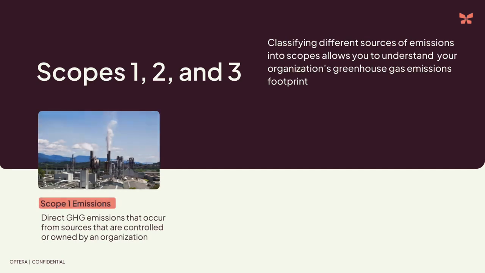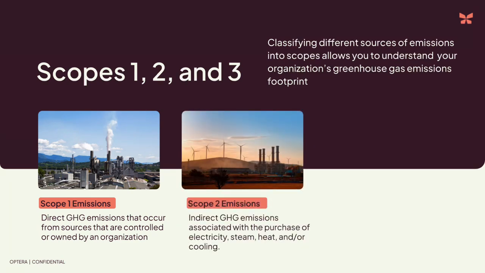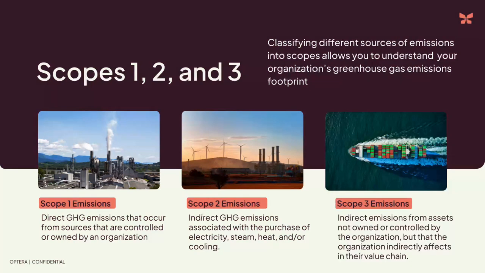Scope 1 emissions refer to the emissions directly produced by sources controlled by an organization. Scope 2 emissions are indirect emissions from the purchase of electricity, steam, heat, and/or cooling. And Scope 3 refers to indirect emissions, specifically those resulting from assets not owned or controlled by the organization, but that the organization indirectly affects in their value chain. If those definitions seem a bit vague, don't worry, let's see some examples.